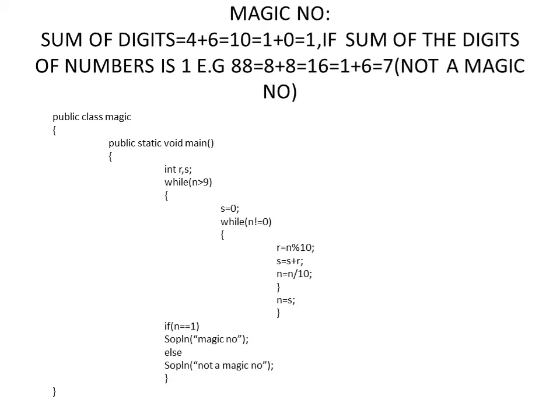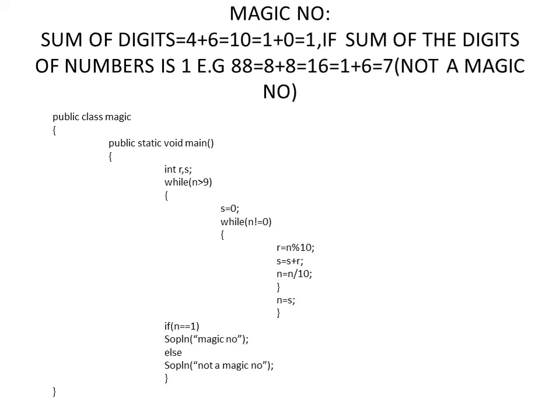Further we will abstract the digits of 10. 1 and 0. While n is not equals to 0, r is equals to n mod 10. 10 divided by 10, we will get remainder as 0. And we will do the summation of remainder as s is equals to 0 plus 0. So s will have 0. Again n is equals to n by 10. The quotient is 1. So we will store the value 1 instead of 10 in n.